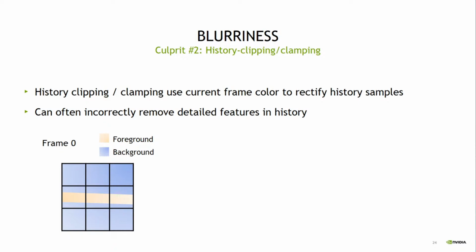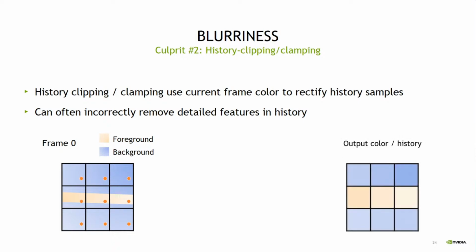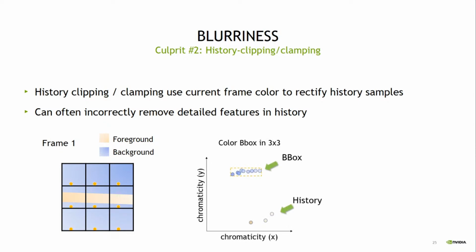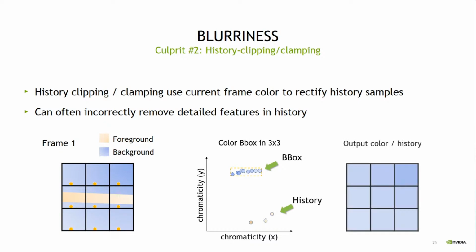We have this thin foreground bar on top of a blue background. In the first frame, there is no history to reuse, so the output is simply what we sampled. In the next frame, we sample at different locations, and this time none of the samples hit the foreground, so the color bounding box of the 3x3 neighborhood does not include the foreground color. After clamping, the history loses the foreground feature.